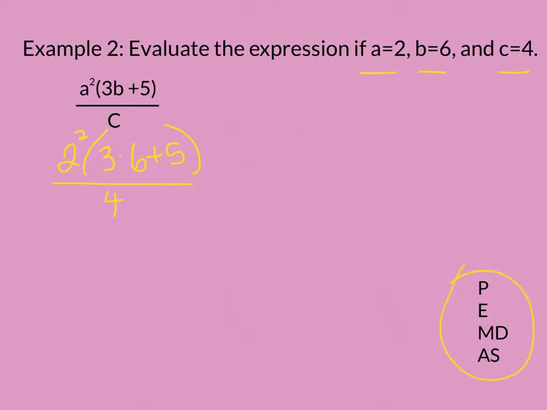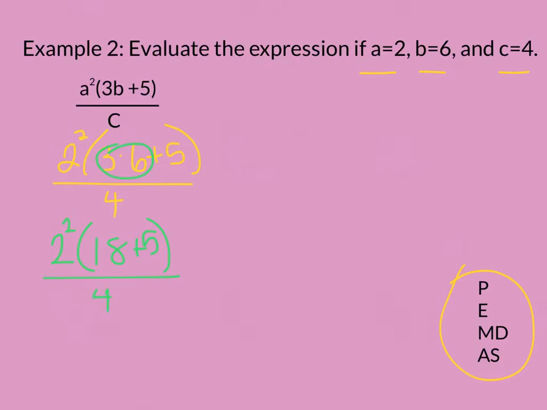So I'm going to focus on my order of operations now, and I know that parentheses comes first. So inside the parentheses, I have multiplication and addition, and so I know that multiplication comes before addition, so I'm going to do that first. So I have 3 times 6. So I'm going to bring everything else down. So we have 2 squared. Open up my parentheses. 3 times 6 is 18. Bring down my plus 5. Close my parentheses. All divided by 4.